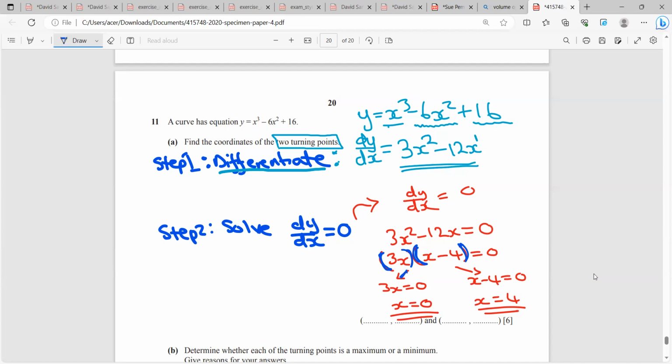You take each bracket and you equate it to 0. The first bracket is equal to 0, and then you solve the equation. And then you take the second bracket, you equate it to 0, and then you solve the equation. So if we equate the first bracket to 0, we end up dividing by 3 to make x the subject, and we discover that x is equal to 0. And then for the second bracket, we're going to transpose this guy to the right, and then x will be equal to 4.